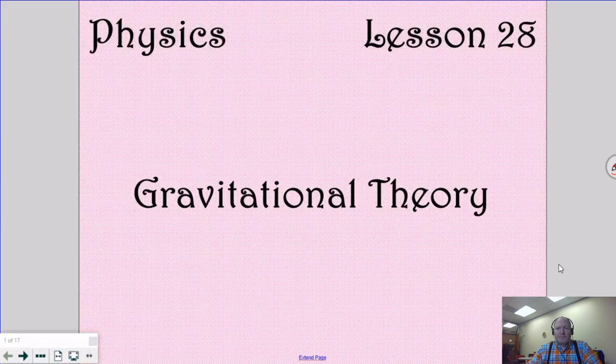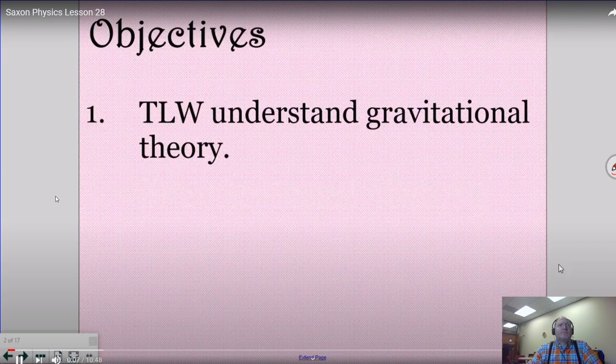All right, so we're looking at lesson 28 today. We're going to be talking about gravitational theory. So hopefully after this lesson, you'll understand a little bit more about gravitational theory.